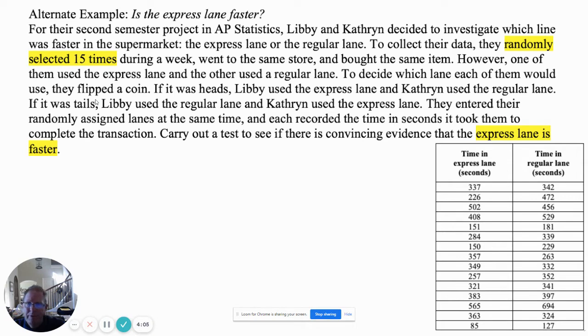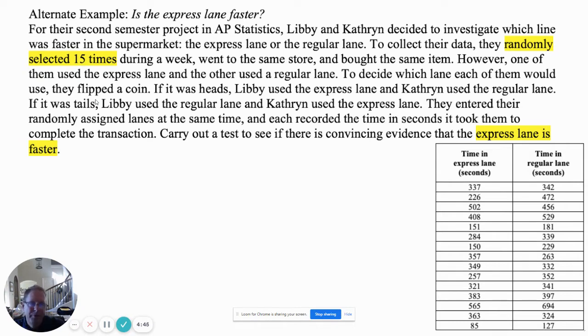We've got 15 observations for the express lane and 15 observations for the regular lane. I'm going to ask that you stop the video right now, get your calculator, go to module number 2, and put in the express lane data in list 1, and put in the regular lane data in list 2. So go ahead and stop the video, put in the express lane data in list 1 and the regular lane data in list 2. I'm going to proceed though.